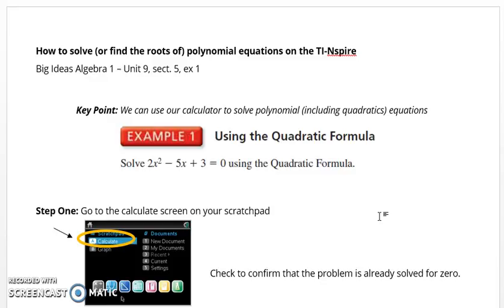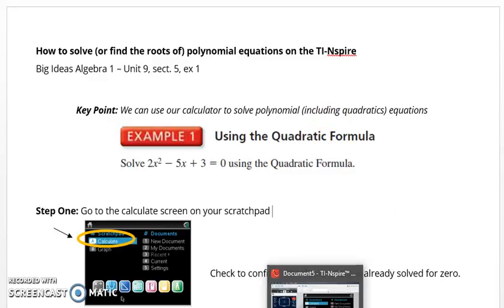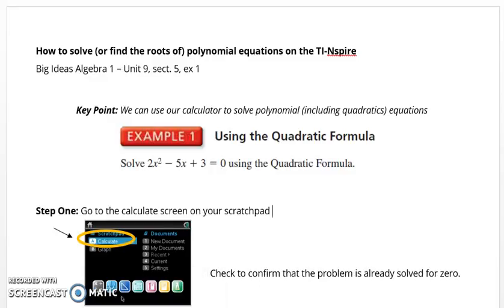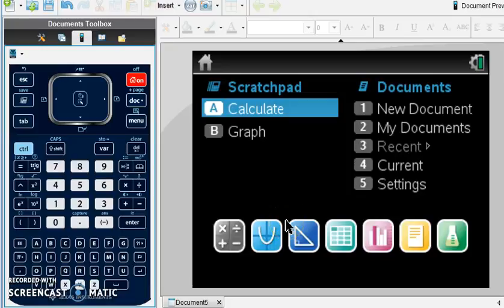To facilitate this video today, we are examining example 1 from chapter 9, section 5 of Big Ideas Algebra 1, where it asks us to solve a quadratic using the quadratic formula. So to do so, let's get started by going to our calculator. We're going to go ahead and go to our calculator screen. And we're just doing calculations today, so let's just go to our scratch pad and calculate.